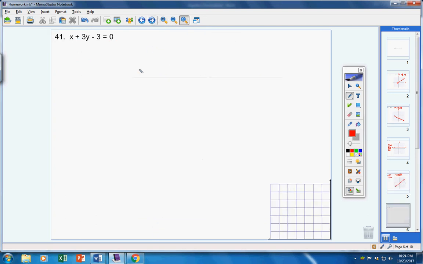Number 41. Okay? A lot of work to do on this one, okay? Let's get y all by itself. So, let's bring the x over and the negative 3 over, and we're left with 3y equals, let's see, the x becomes negative, and the 3 becomes positive. Alright? Now next, divide everything by 3.